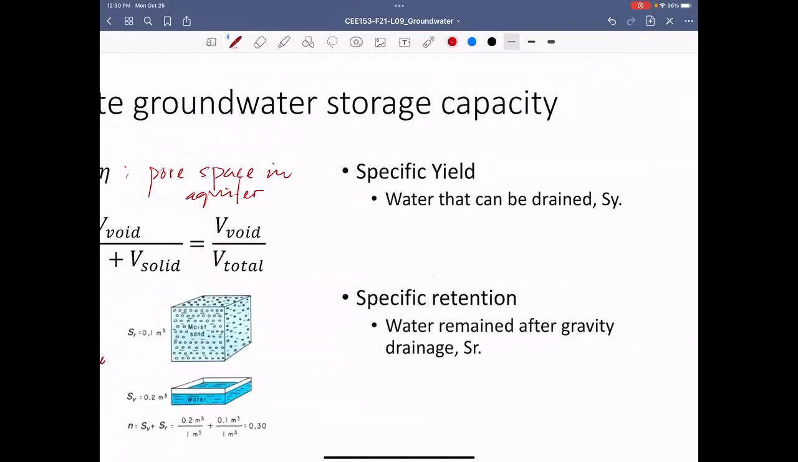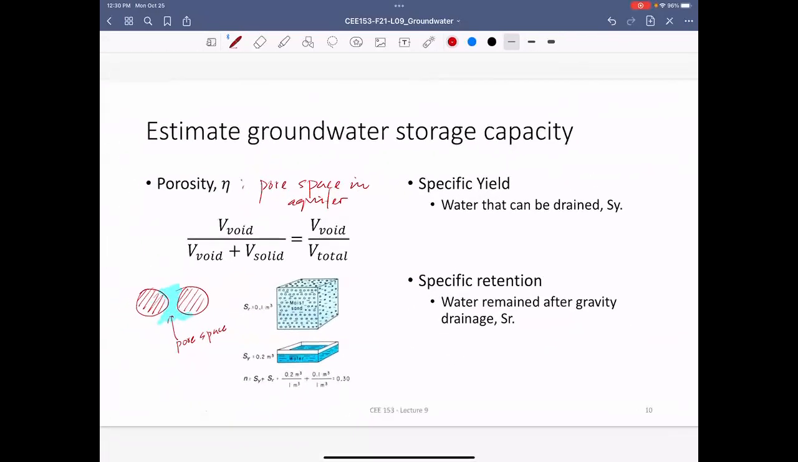And so there is another term your FE exam may ask about: specific yield. These are short questions in your Fundamentals of Engineering exam. Just know the concept so that you know what they are. Specific yield is the amount of water that can be drained from the pore space.